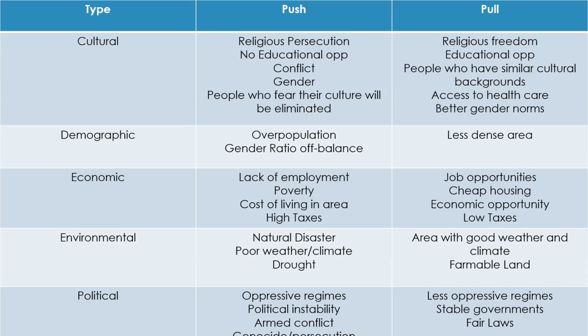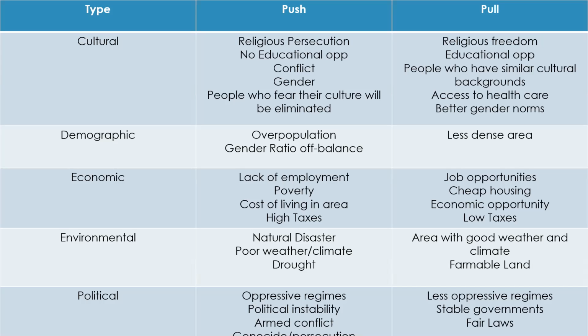Other factors, we've got political here. What are some things that might push people out? You've got corruption, no protection, discrimination, attack on your political views. Maybe there's armed conflict. Things that might pull people in: political stability, protection of freedom, no worries about day-to-day life, fair laws.